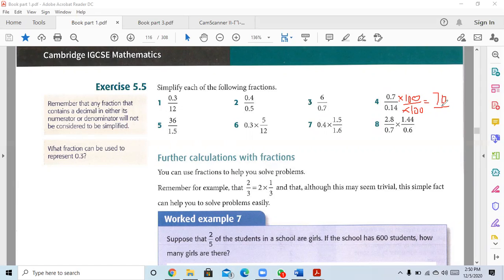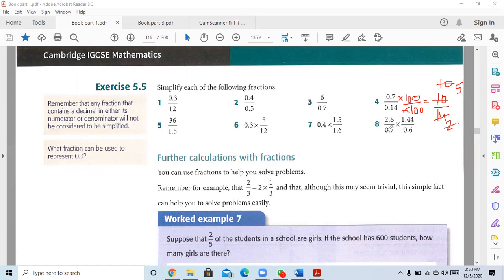Okay, which table has 70 and 14? Like the 7 table. 7 how many times equals 70? Ten times. How many times equals 14? 2 times. So 2 how many times equals 10? 5 times. So my answer is equal to 5. Okay, so as it is the same, we need to solve the next part.